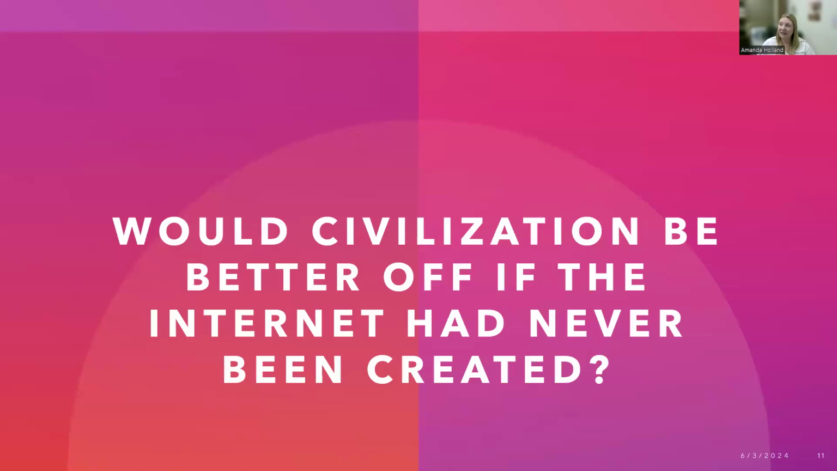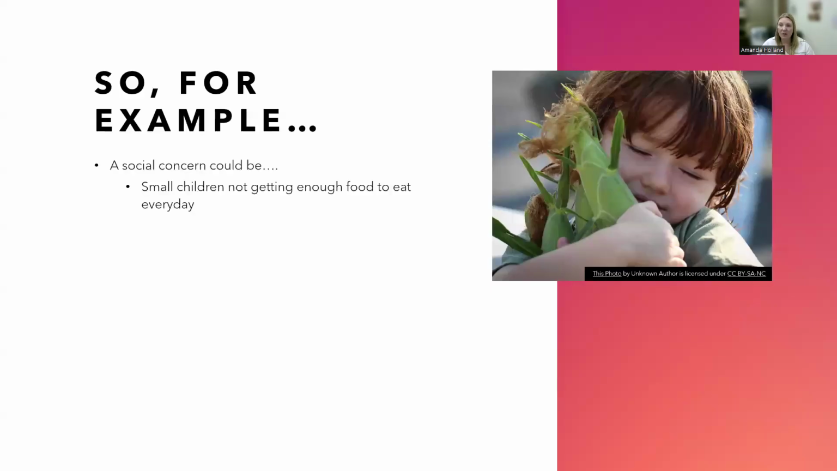When we're thinking about social concerns, we have to think about what we are interested in and how we're going to translate that into helping other people. A great example of this, oops, sorry, we're having issues today, is a concern like small children not getting enough food to eat every day. How do we think about that?